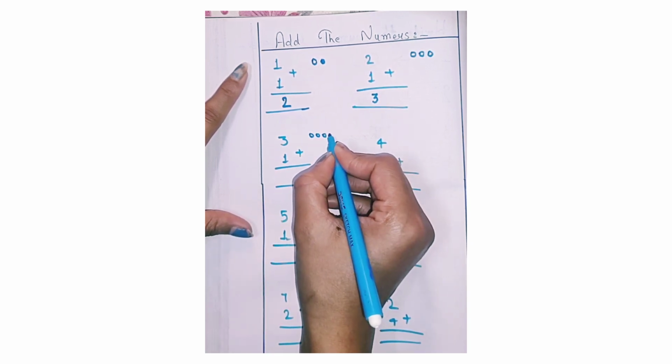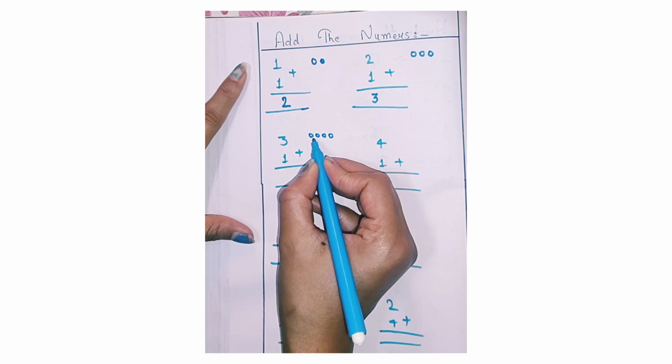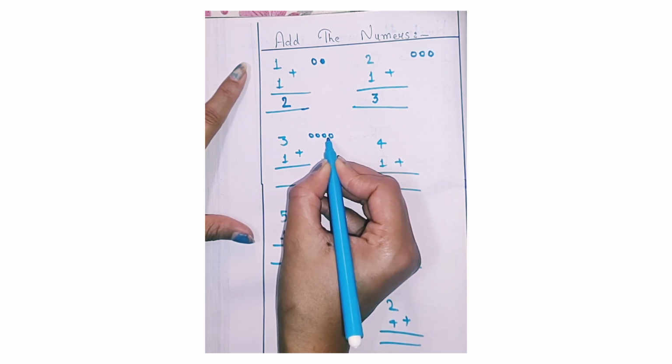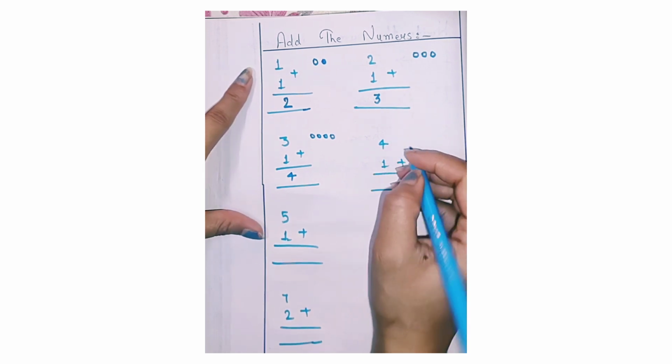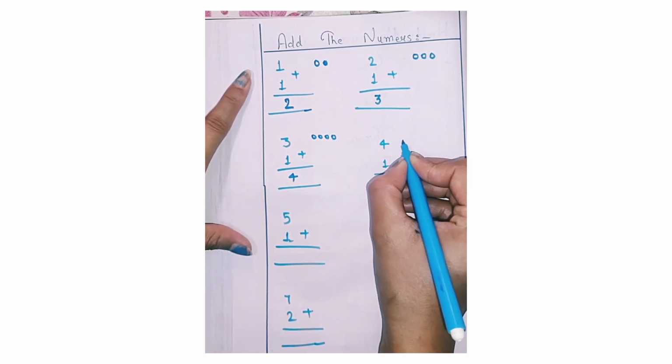Again 1. Write 1 0. How many 0 are there? 1, 2, 3, 4. 4. Write 4 here. Next 4. Write 4 0 here.